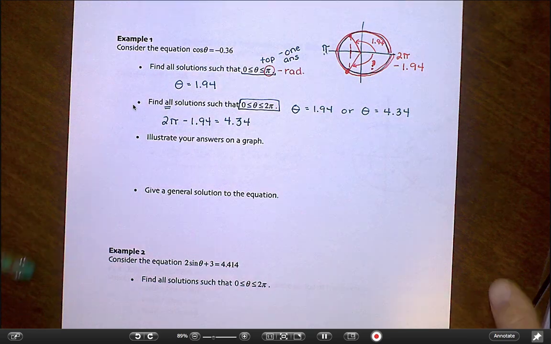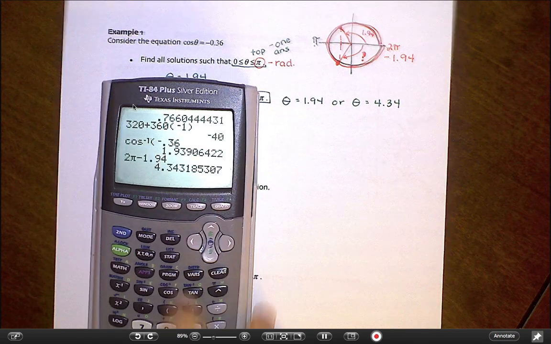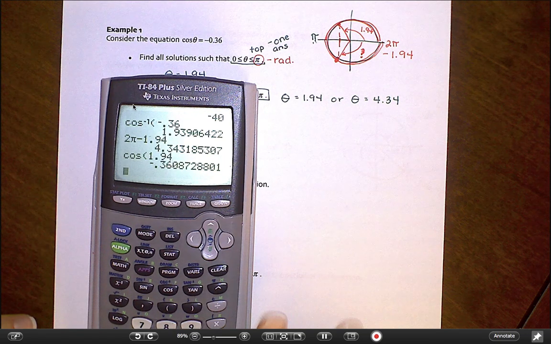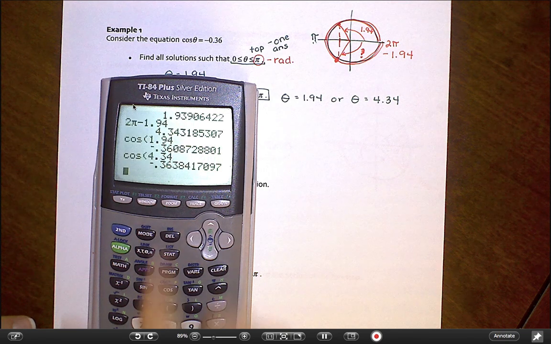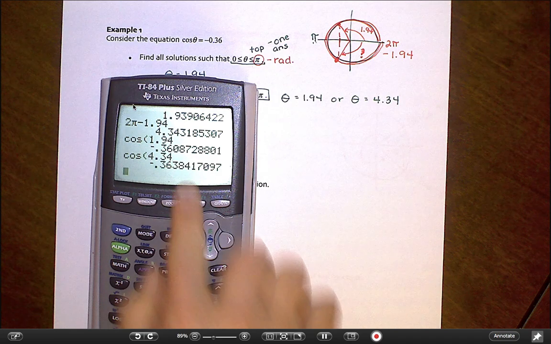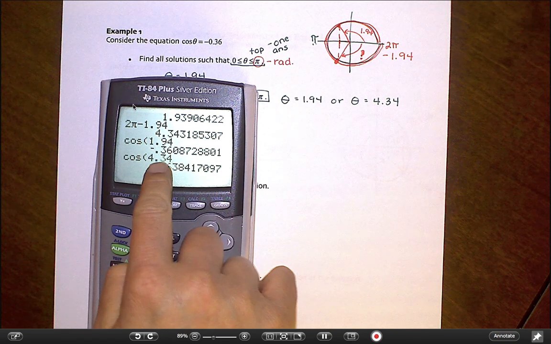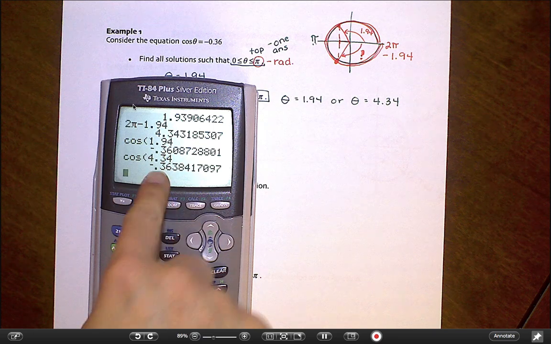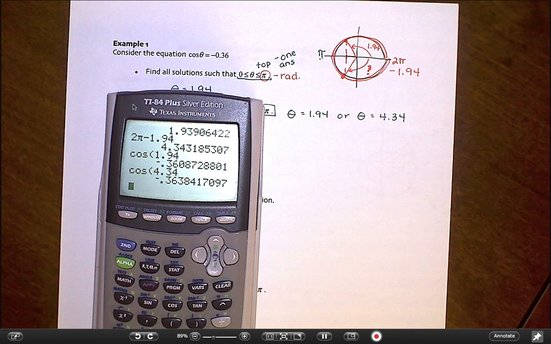And if you wanted to check, let's type in cosine of 1.94 and cosine of 4.34. And you'll notice you get that same, I must have rounded differently. They came out a little bit off here, but I think I must have just rounded this decimal differently than I did the 1.94. When you round these numbers, because they're irrational, it is going to make some minor differences, but they are both negative 0.36.